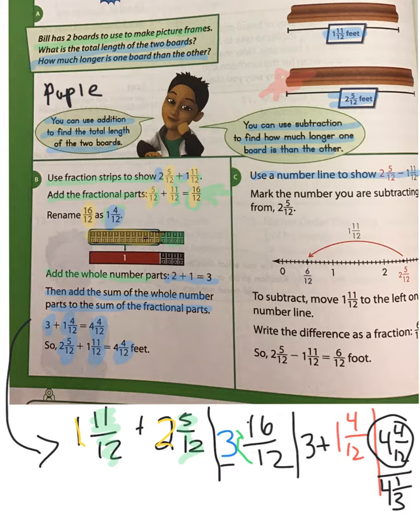Here we have a number line, and since 12 is our denominator, from 0 to 1, it is divided into 12 equal parts. And then from 1 to 2, it is also divided into 12 equal parts. And then from 2 on, it is also divided into 12 equal parts. So I find 2 and 5/12, which is right here. Then you're just going to go backwards, 1 and 11/12. Just count them out, and you will end up at 6/12.